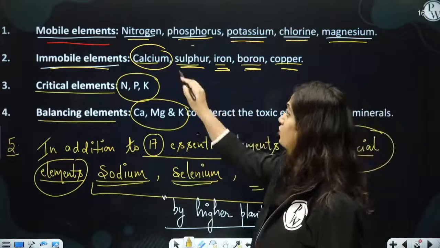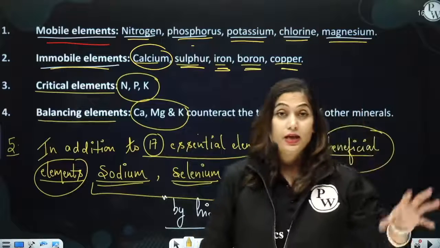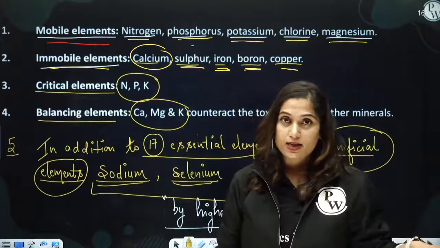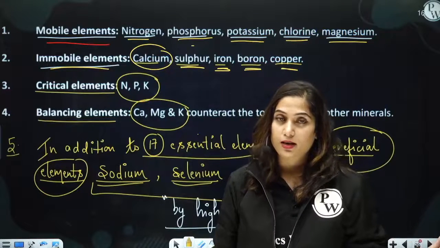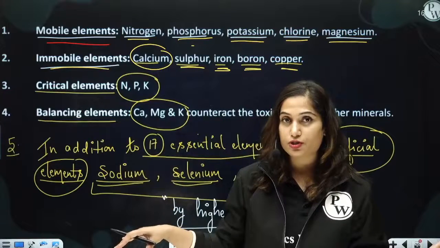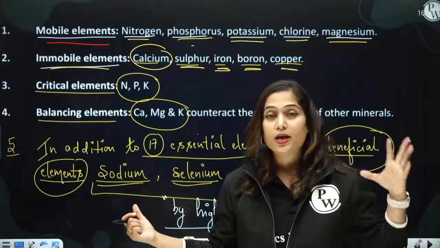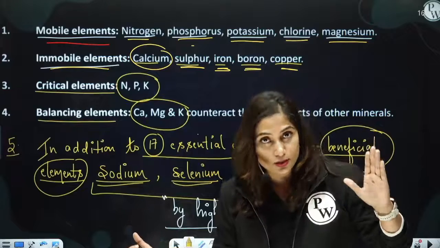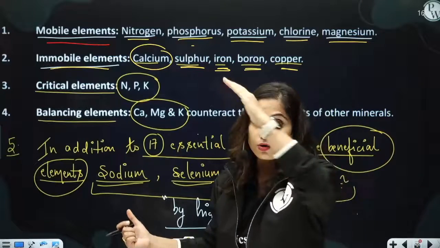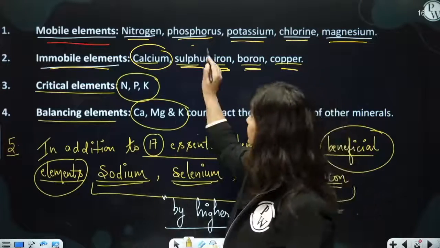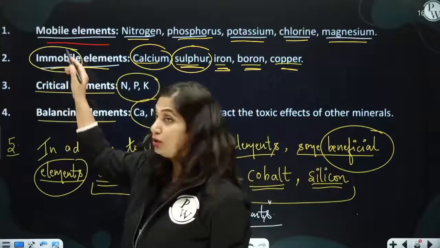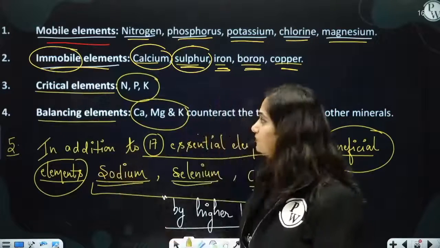And there is a controversy on sulfur. In the chapter Transport in Plants, sulfur is taken as mobile, and in the chapter Mineral Nutrition it is taken as immobile. So in NCERT, in the chapter Transport in Plants, it is written wrong. I am telling you that sulfur is immobile and you have to learn this. Sulfur is immobile.